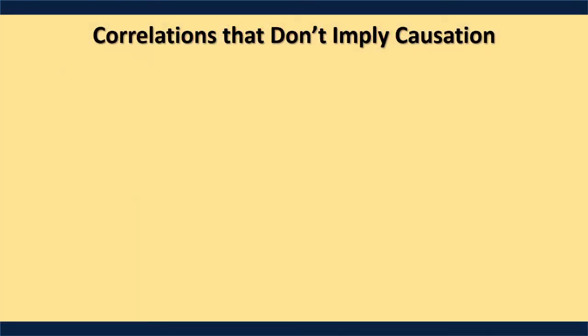Here's an example of some moments in history where we've had remarkable co-occurrences of certain events or attributes, but you can probably tell that one variable did not cause the other.